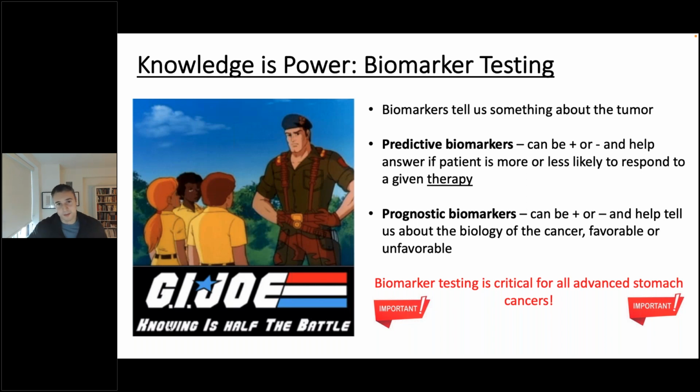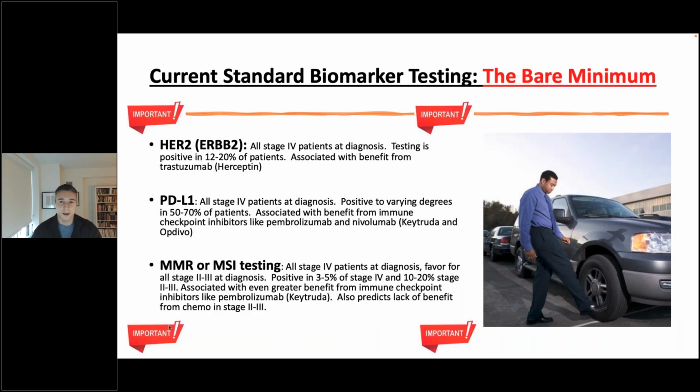This is perhaps the most important slide of the whole talk, and it's just a reminder that biomarker testing is critical for everybody with stage 4 disease. This is the bare minimum. You need to have this done if you have stage 4 and arguably even some locally advanced cancers. HER2, which many of you have probably heard of, is a gene that is amplified, or a protein that is overexpressed, in about 12 to 20% of patients. It's predictive of benefit from trastuzumab. So if you have the amplification, you are more likely to respond to the drug.